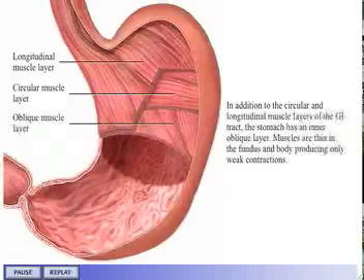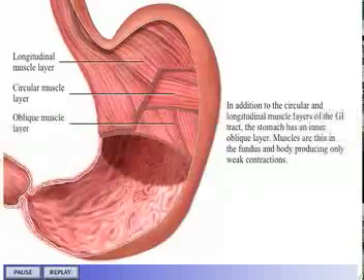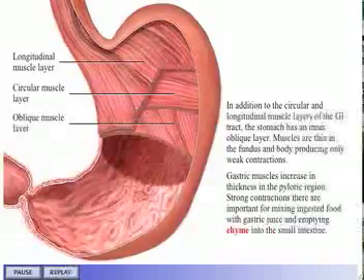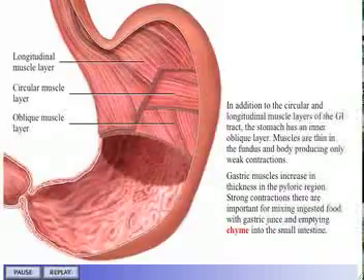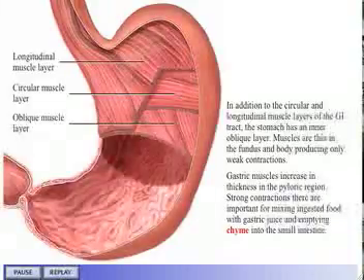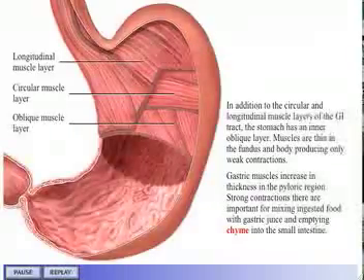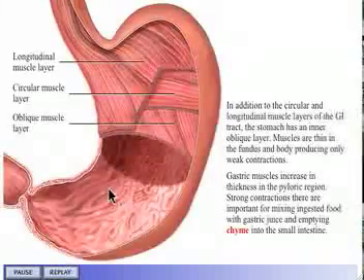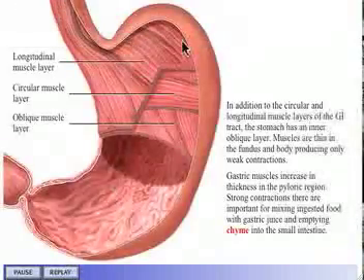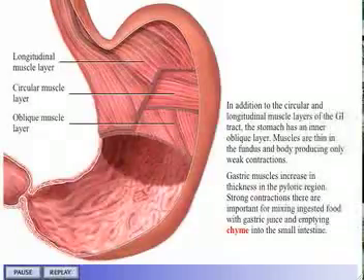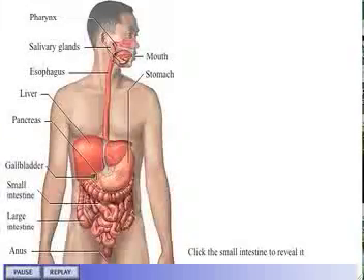In addition to the circular and longitudinal muscle layers of the GI tract, the stomach has an inner oblique layer. Muscles are thin in the fundus and body and produce only weak contractions. Gastric muscles increase in thickness in the pyloric region. Strong contractions in the pyloric region are important for mixing ingested food with gastric juice and emptying chyme into the small intestine. Click the small intestine to reveal its functions.